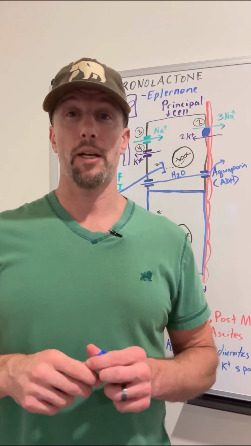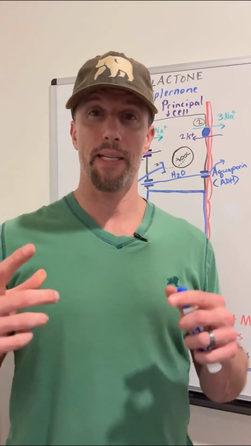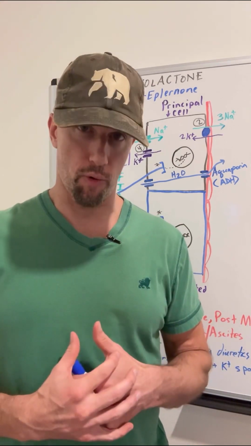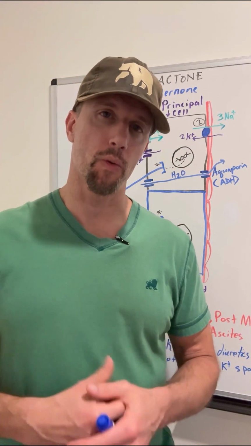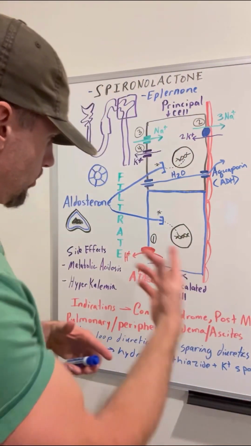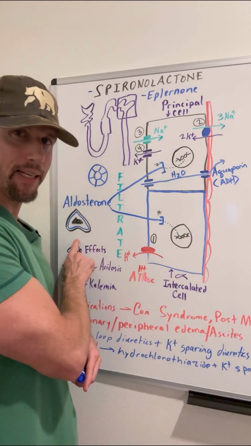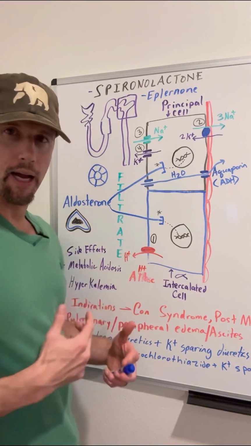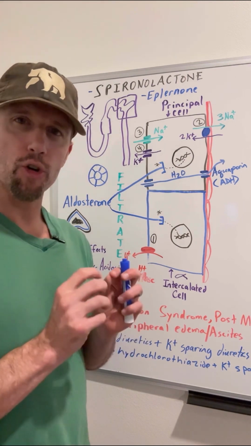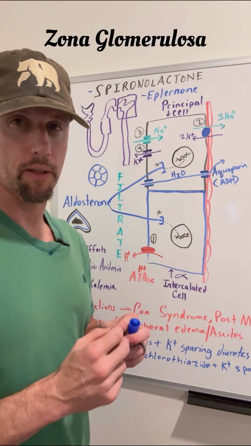In this video, we're talking about spironolactone, which is a potassium-sparing diuretic that works through blocking aldosterone, which is a steroid hormone that's secreted by the adrenal cortex. So if we look at the adrenal gland, these are above the kidneys. You have the adrenal medulla where epinephrine, norepinephrine is made. And then you have the adrenal cortex where the outer layer is called the zona glomerulosa.